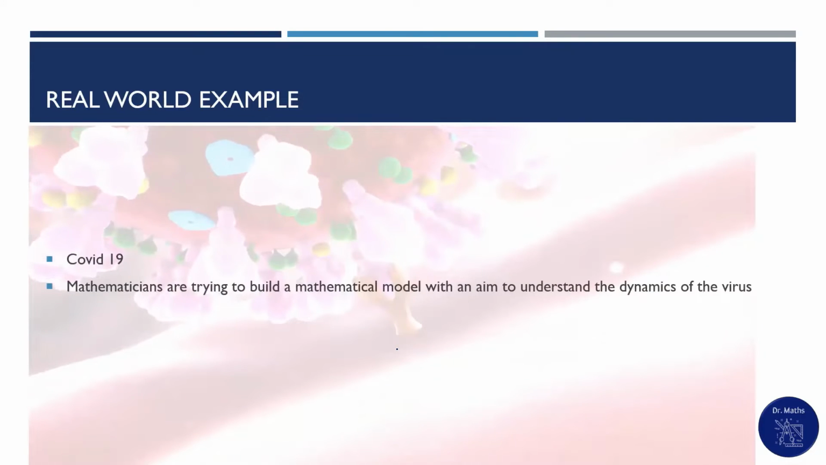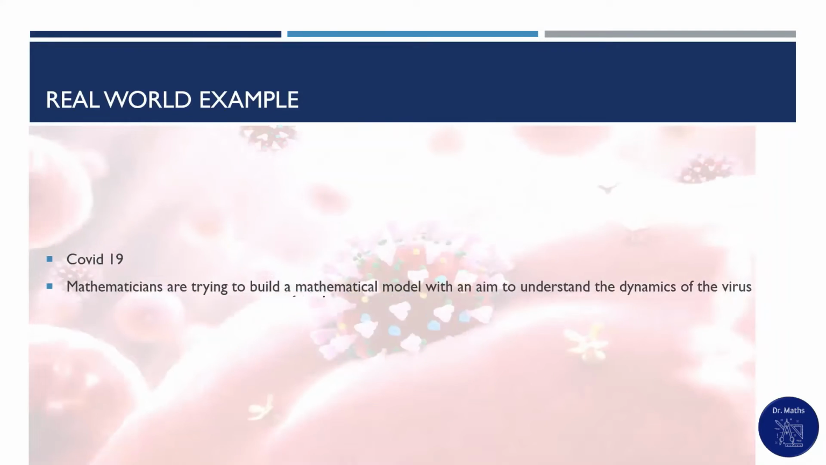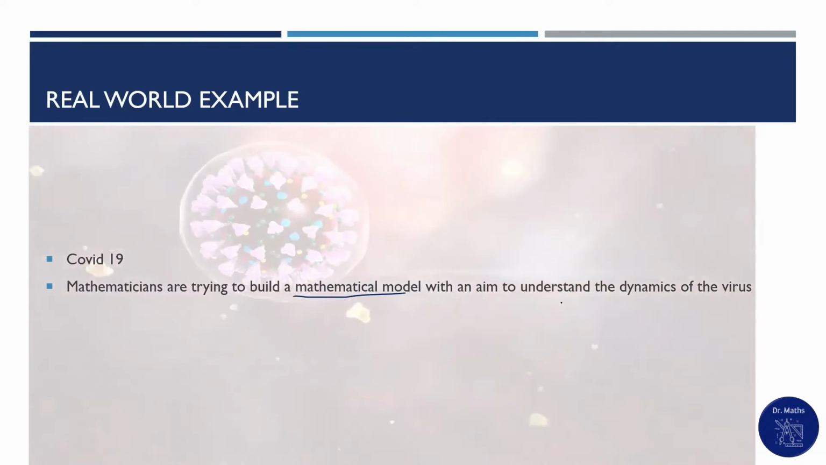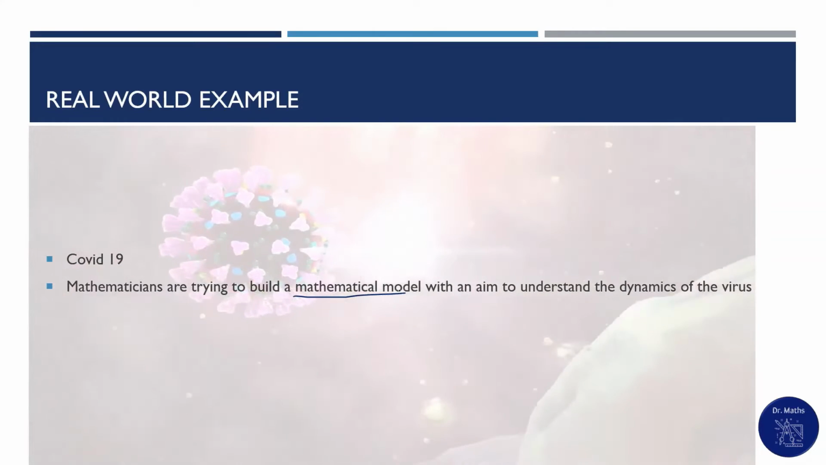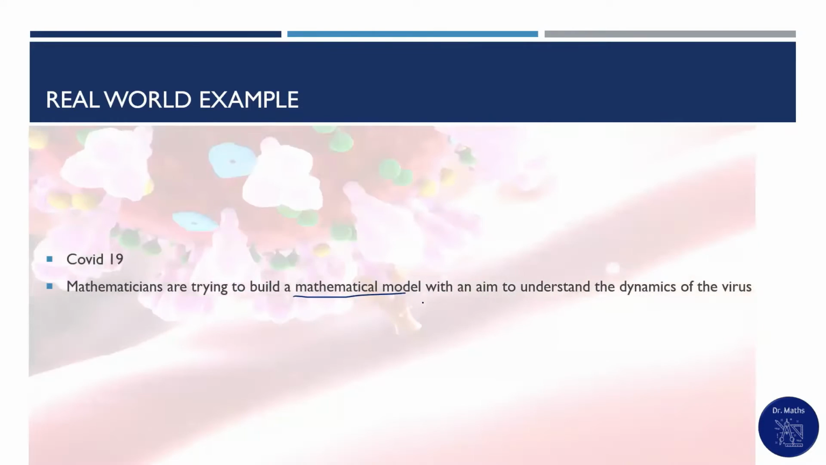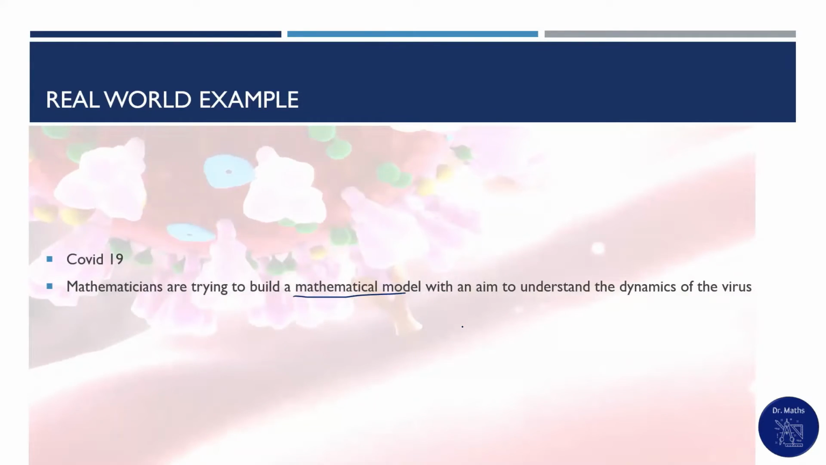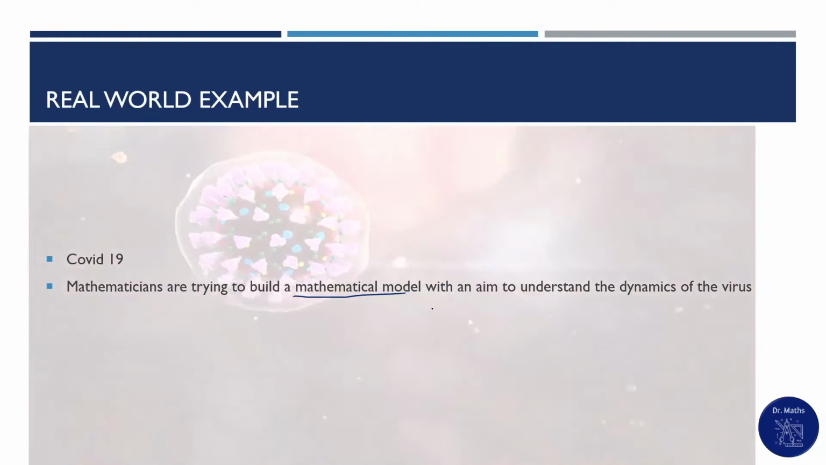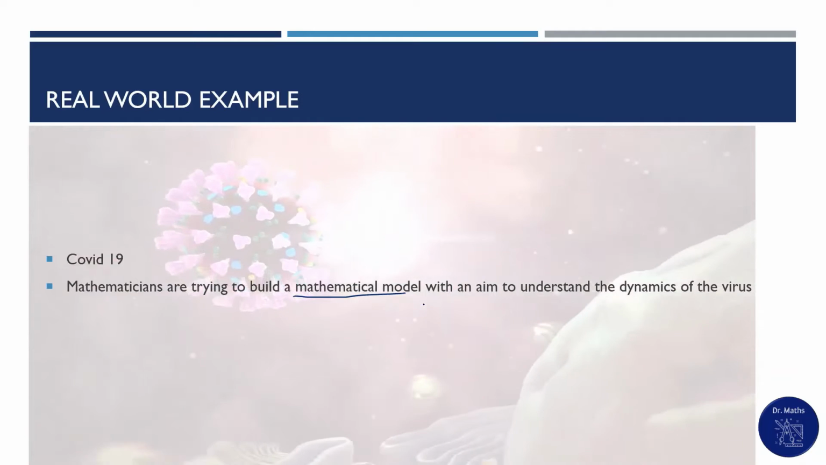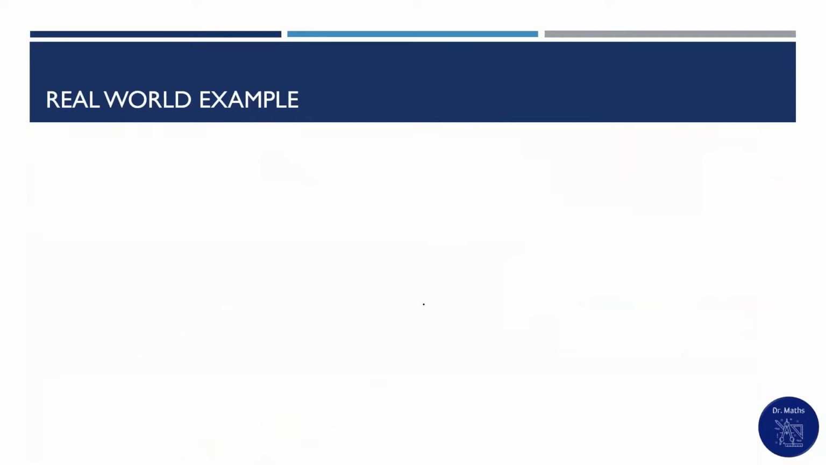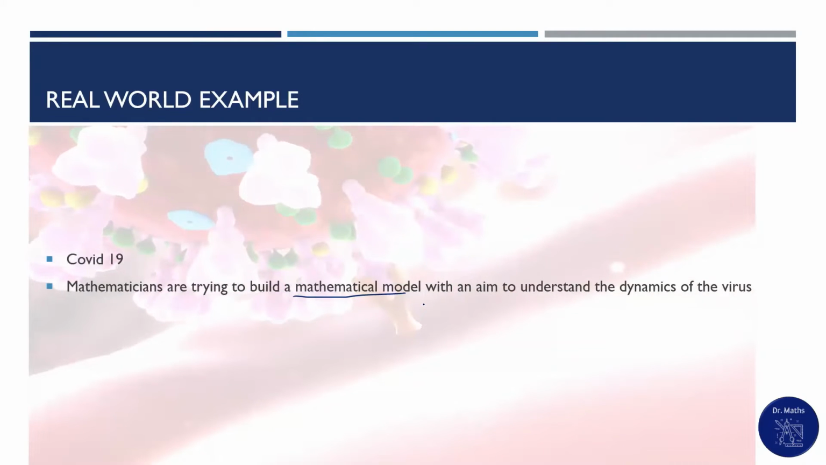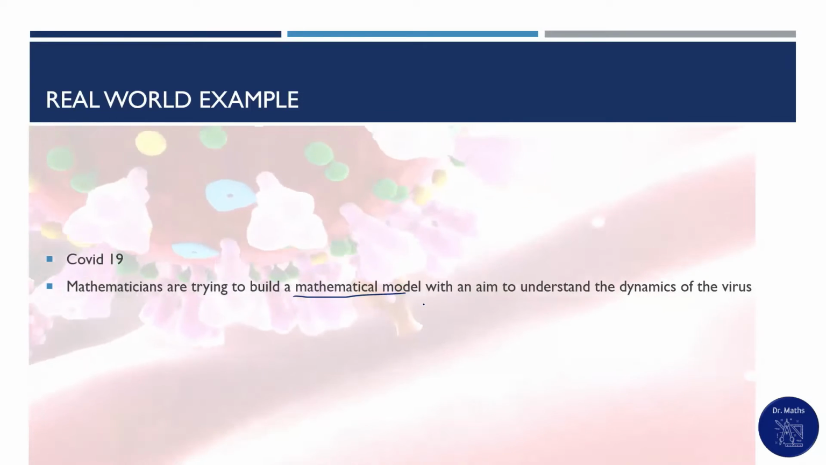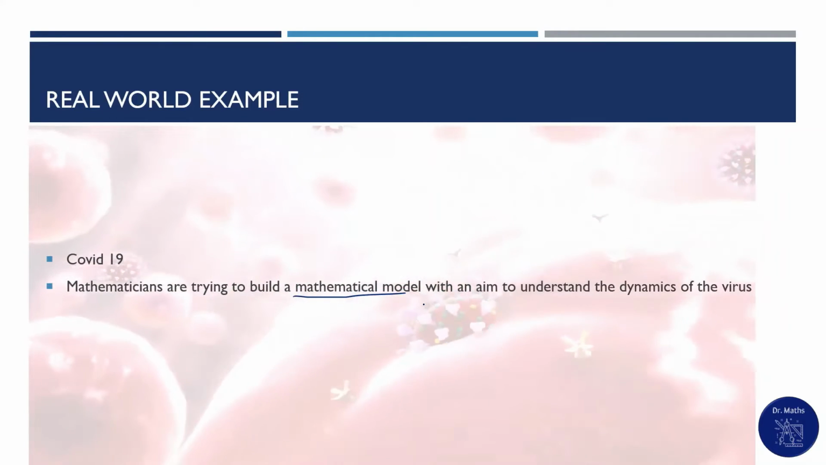Most of the mathematicians around the world are trying to build a mathematical model with an aim to understand the dynamics of the virus. Now, the term I have introduced here is mathematical model. This is a totally new concept. If you want to understand mathematical modeling in detail, there is a separate lecture for that. But right now, I would just say a mathematical model is something which is kind of a formula or a pattern which tries to give an answer towards real world problems.